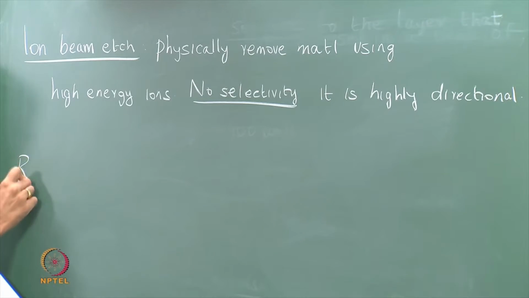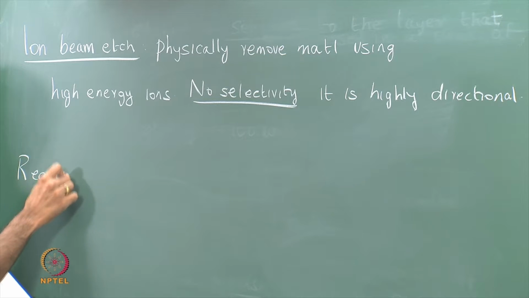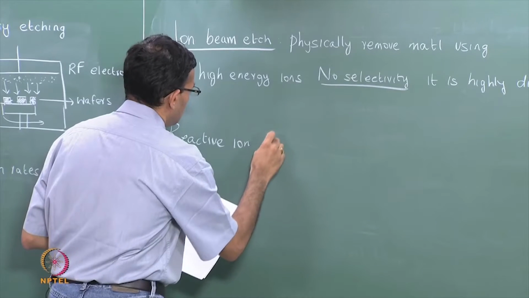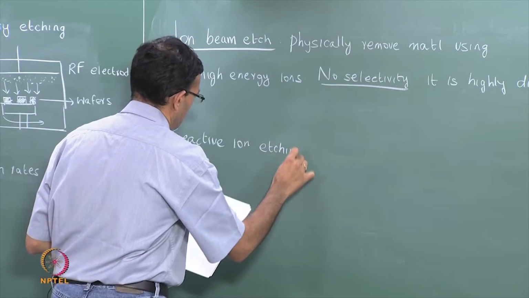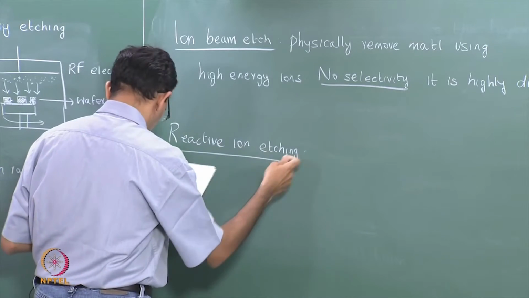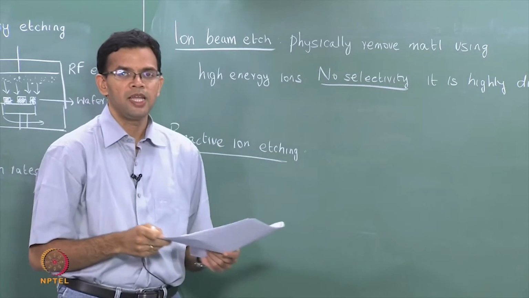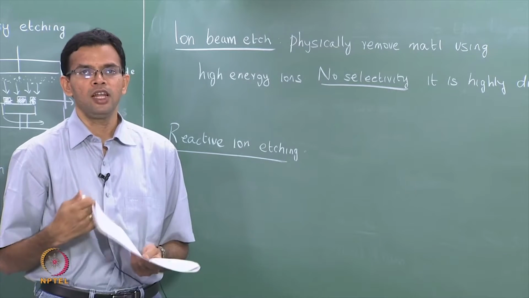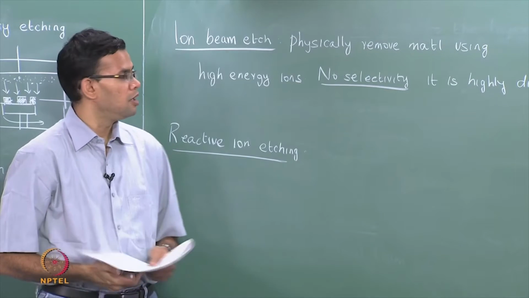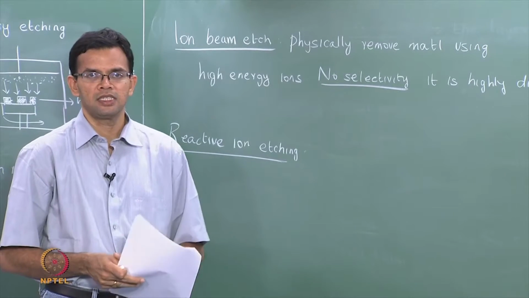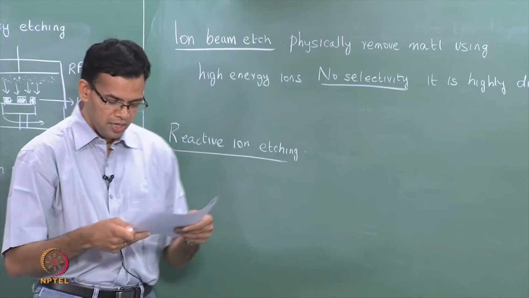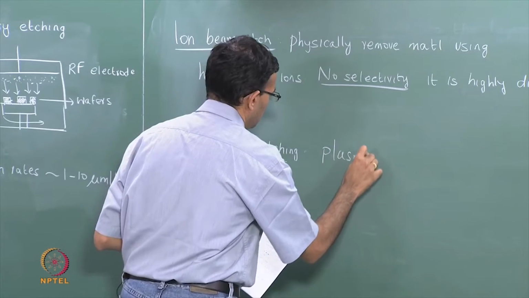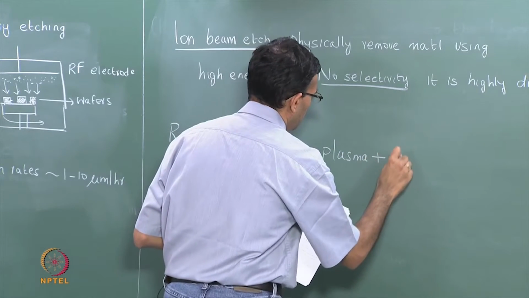Reactive ion etching is the third kind of etching. This combines both processes, plasma and ion beam etching. So you not only have physical removal of material, but you also choose your etchant gas in such a way that there is some chemical reaction. So it is a mixture of both plasma and ion beam etching.